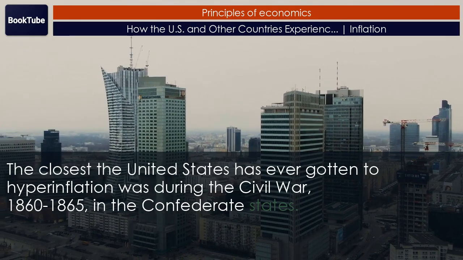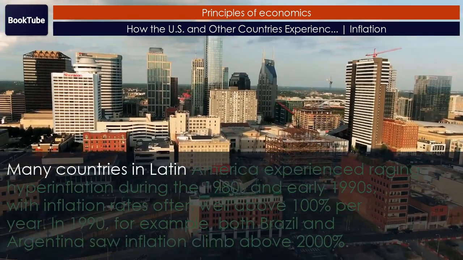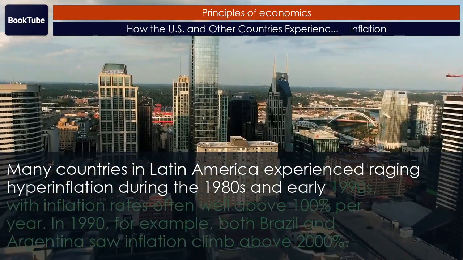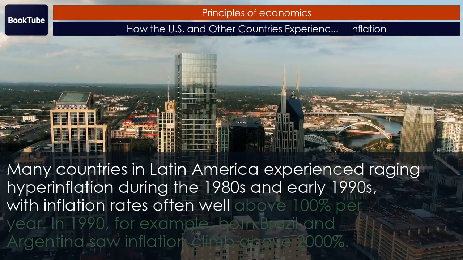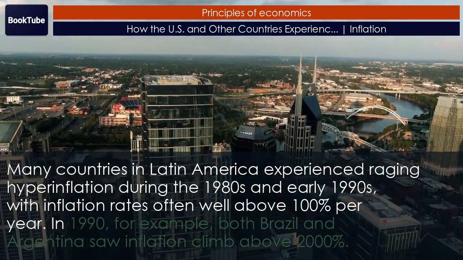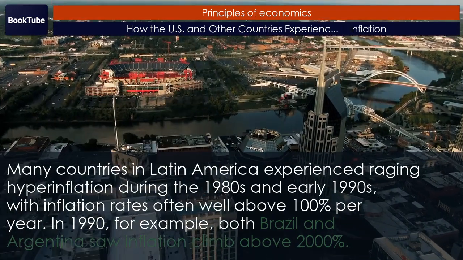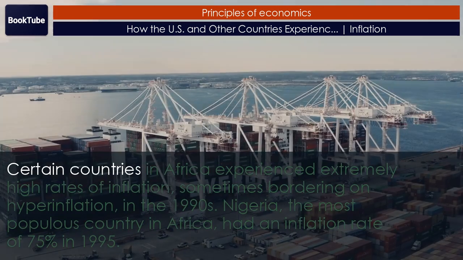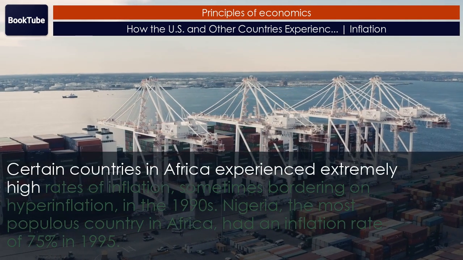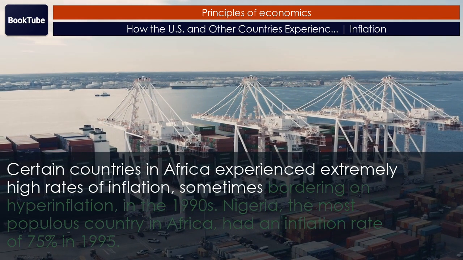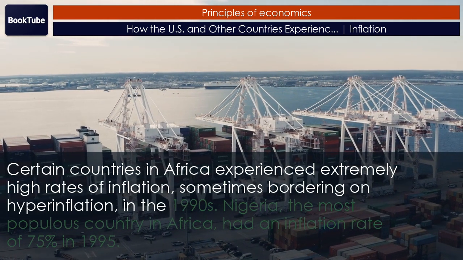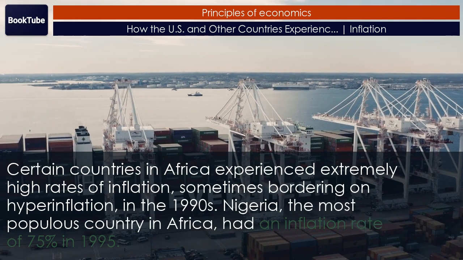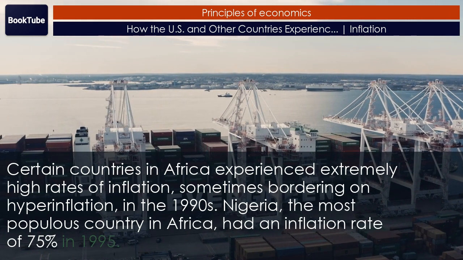In the Confederate States, many countries in Latin America experienced raging hyperinflation during the 1980s and early 1990s, with inflation rates often well above 100% per year. In 1990, for example, both Brazil and Argentina saw inflation climb above 2,000%. Certain countries in Africa experienced extremely high rates of inflation, sometimes bordering on hyperinflation. In the 1990s, Nigeria, the most populous country in Africa, had an inflation rate of 75% in 1995.